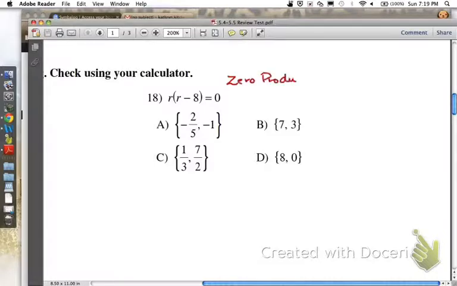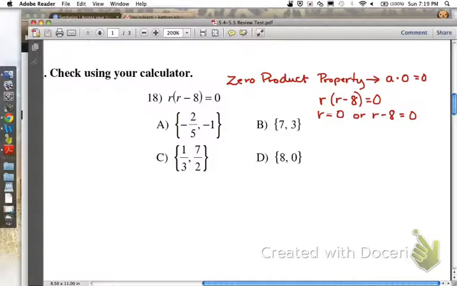So the first thing you're going to have to know is the zero product property, which basically says that if you multiply any number by 0, you're going to get 0. So now that everything is factored, I can set it up to where r is equal to 0 or r minus 8 equals 0 in order for the product to equal 0. So all I have to do now is solve for r on both sides. One has already been solved, and so my two answers are r equals 0 or r equals 8. So that would be letter D.